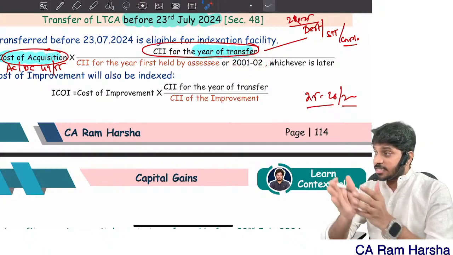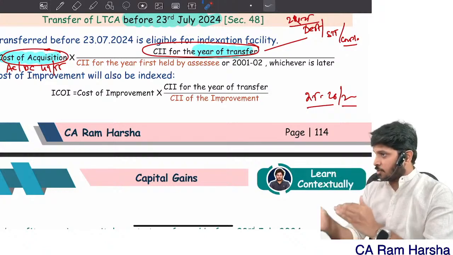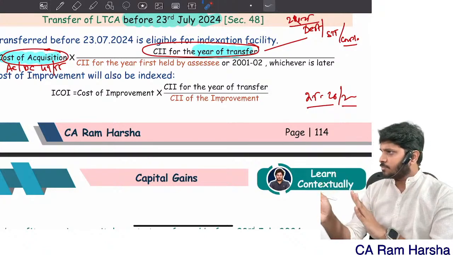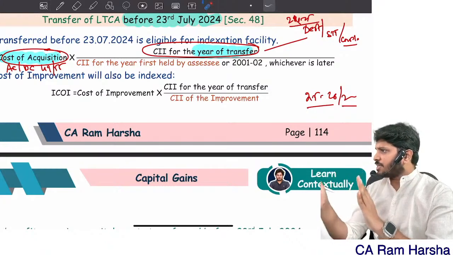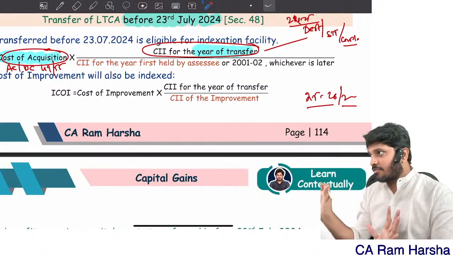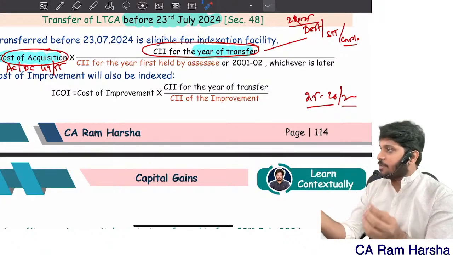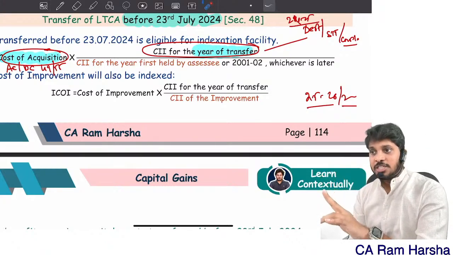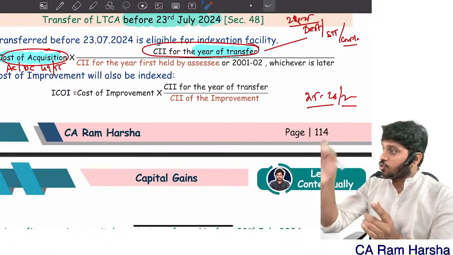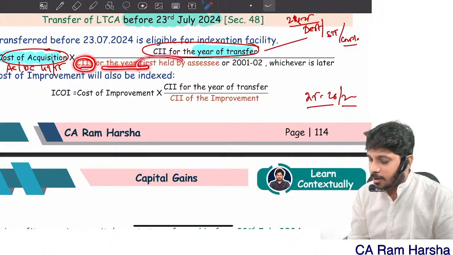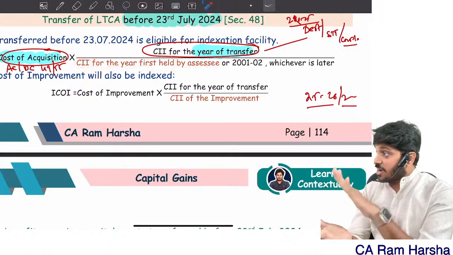Suppose you purchase the asset in 2003-4, 2010-11, or 2002-3, that is after 2001-2. After the 2001-2 year, if you purchased, then that respective year's number we will put. So 2001-2 onwards, whenever you purchase the asset, that year's number will be given. If at all you purchased the asset before 2001-2, then the 2001-2 number will be given. Very simple. So CII, the index number for the year first held by the assessee. First, when you are holding this asset.